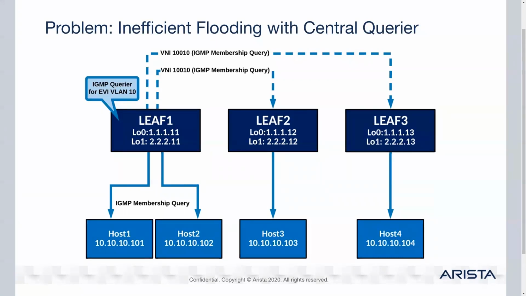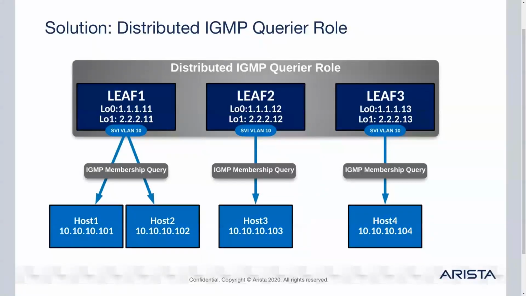So if we find ourselves in a scenario with a centralized IGMP querier, like we have here on Leaf 1, we end up with inefficient flooding of these periodic IGMP queries across the entire EVPN domain. So in order to solve this problem, each VTEP essentially becomes the master of its own domain, acting as the IGMP querier for each locally attached bridge domain. So in this model, the flooding of IGMP queries across the EVPN domain is eliminated.